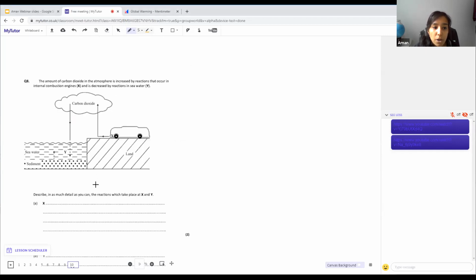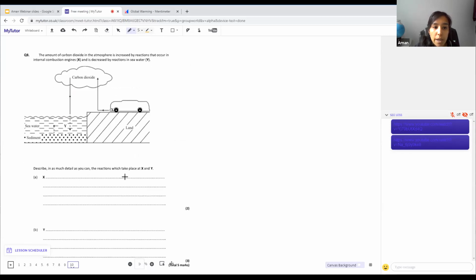Okay. So describe in as much detail as you can the reactions which take place at X, which is over here, and Y. So it says the amount of carbon dioxide in the atmosphere is increased by reactions that occur in internal combustion engines and is decreased by reactions in seawater. So what's happening at X? What's happening at X? Good, so someone's given me the process that's occurring.